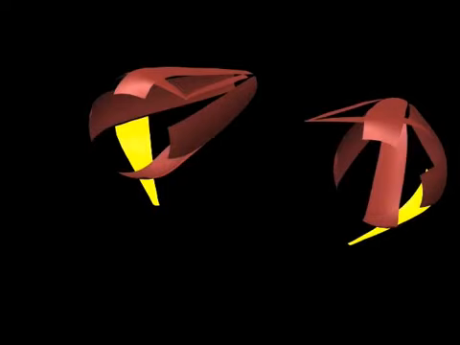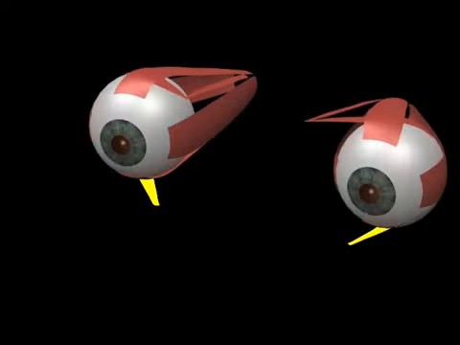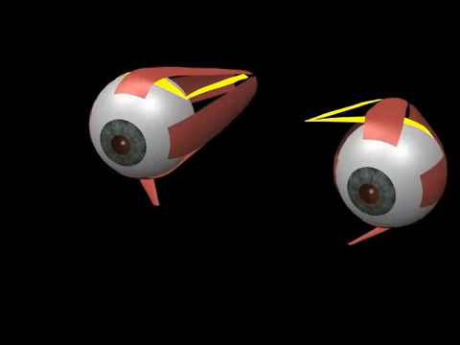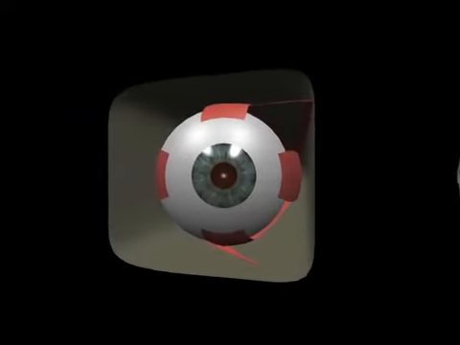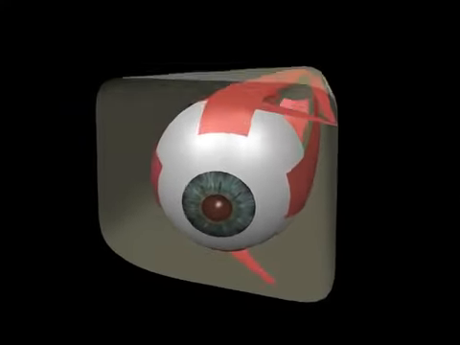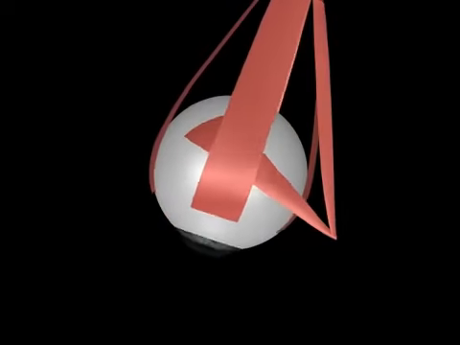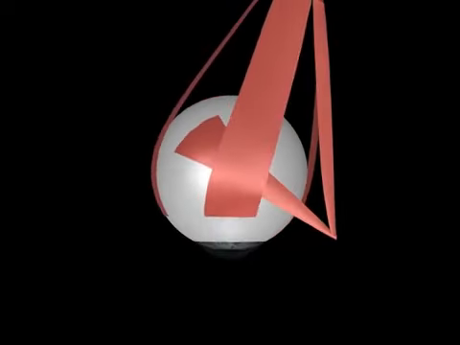The inferior oblique is also supplied by the oculomotor nerve, while the superior oblique is supplied by the trochlear or fourth cranial nerve. Contraction of the lateral rectus abducts the eye, while contraction of the medial rectus adducts the eye. The two opposing muscles are described as being antagonists.